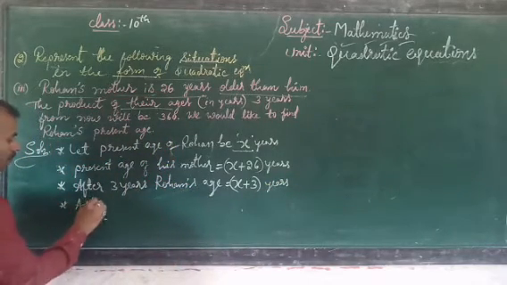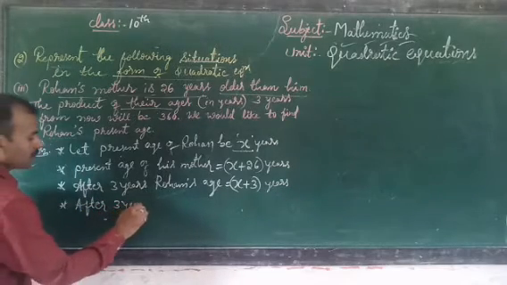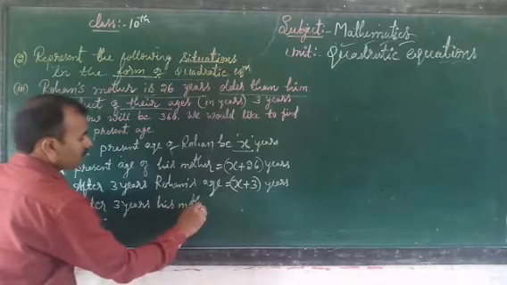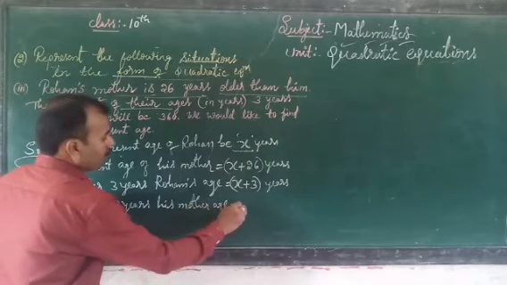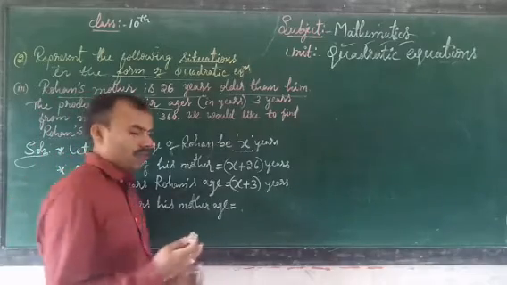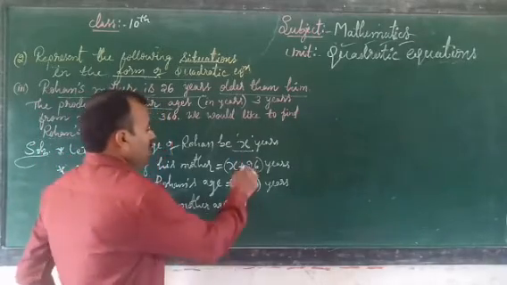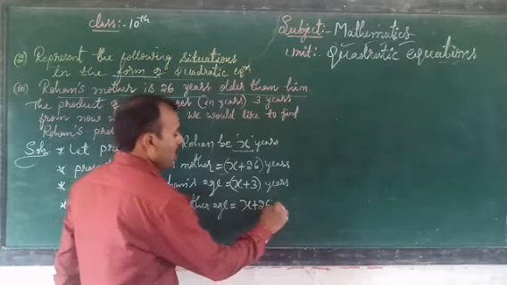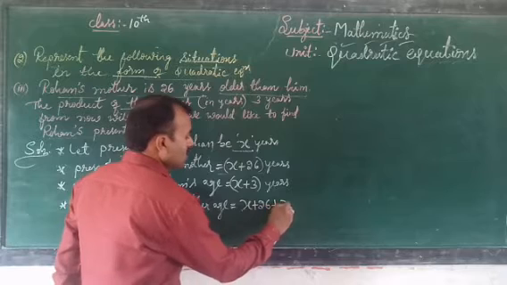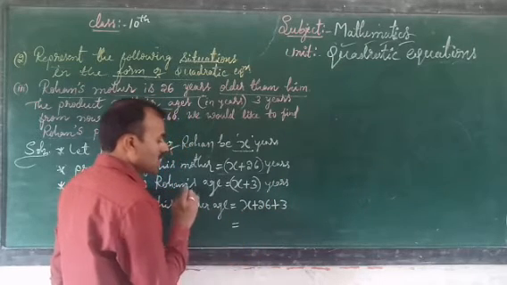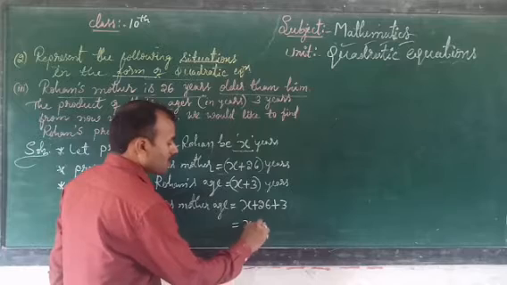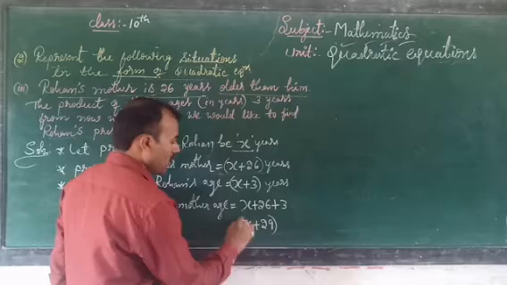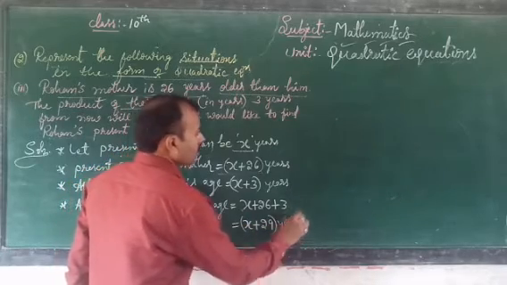After 3 years, his mother's age will be, present age is X plus 26, and we have to add 3 for this. So after 3 years, his mother's age will be X plus 29. 26 plus 3, 29 years.